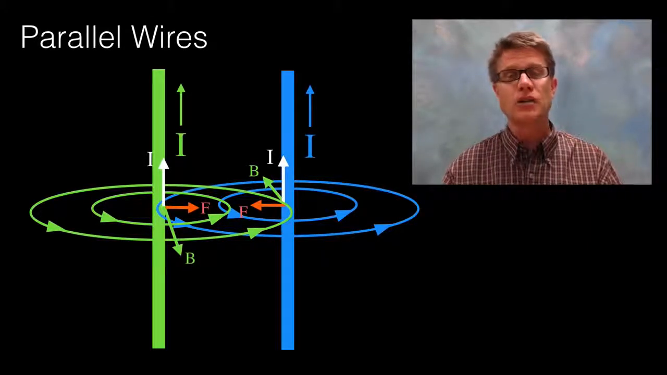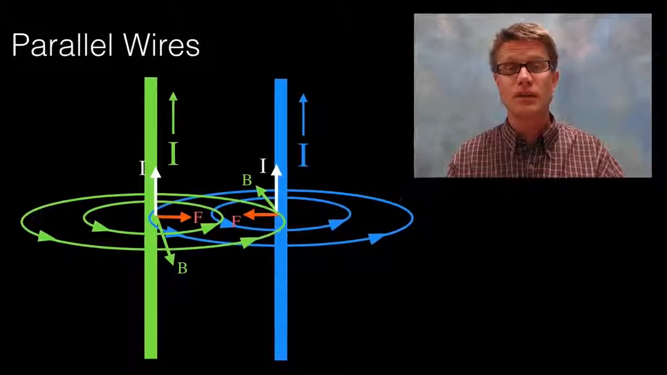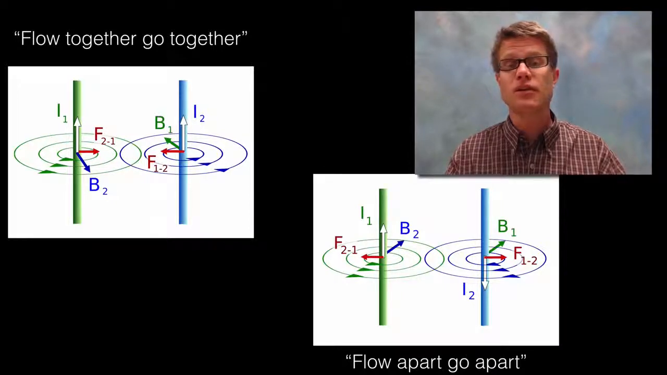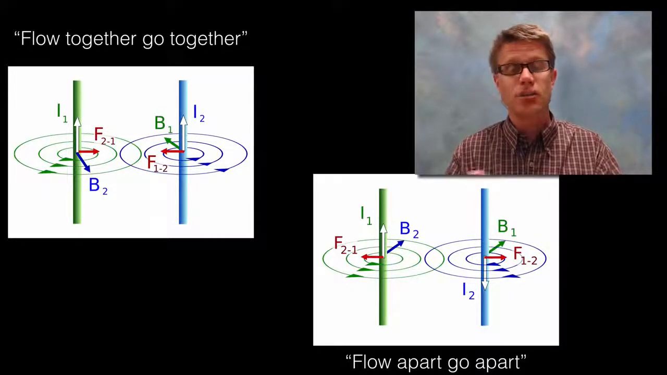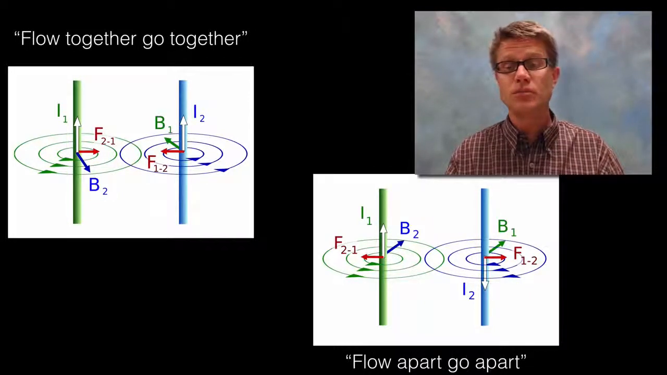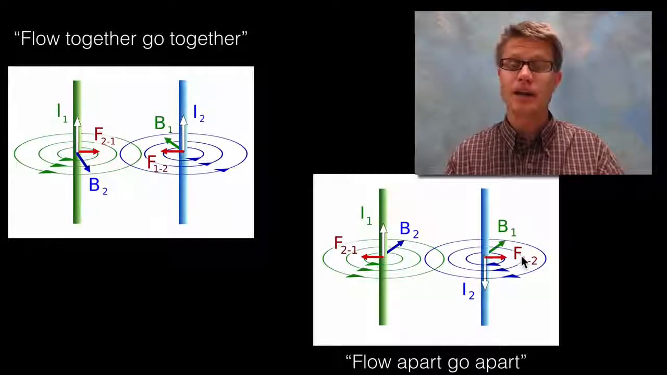So if you have two wires and the current's moving in the same direction, there's going to be a force pulling those wires together. A way to think about that is if the current flows together, then the wires go together. Likewise, if we are going in the opposite direction, if they flow apart, then those wires are going to be moving apart because we're going to get forces that are moving away from that center.